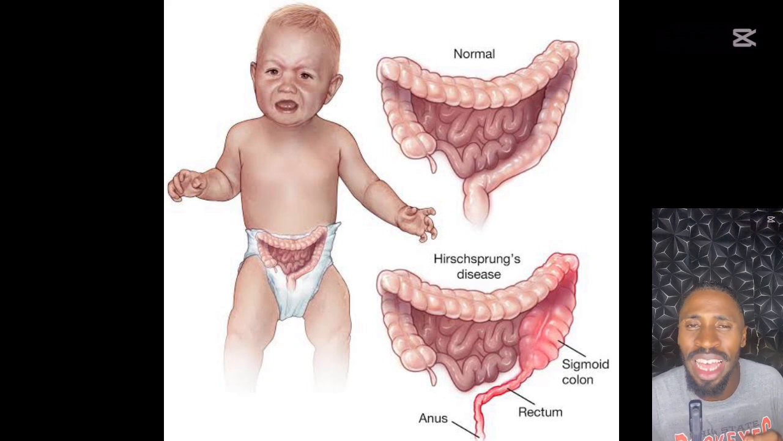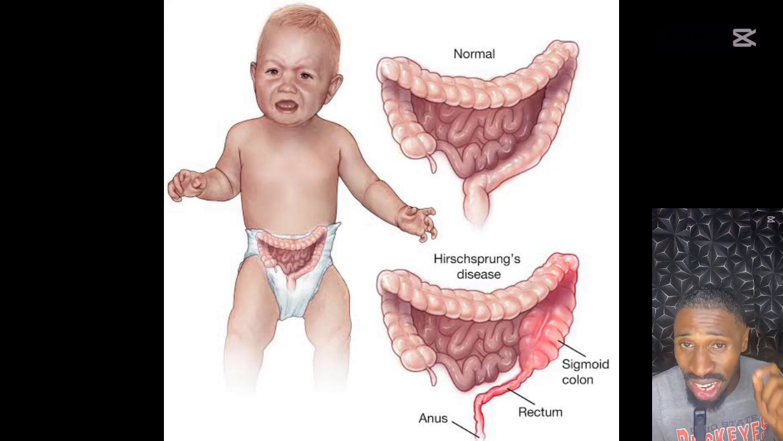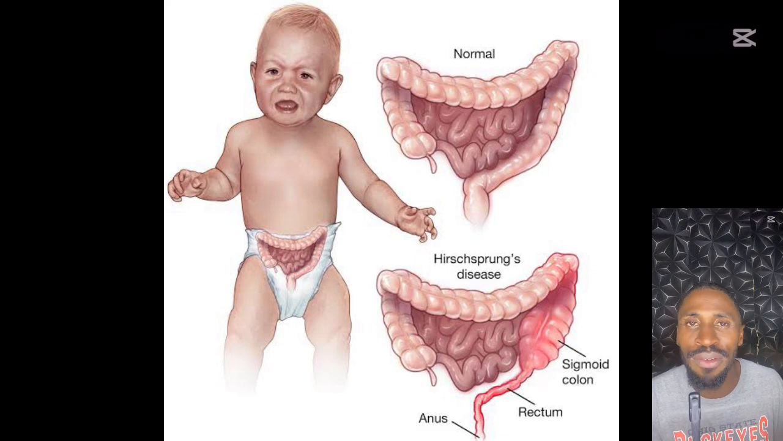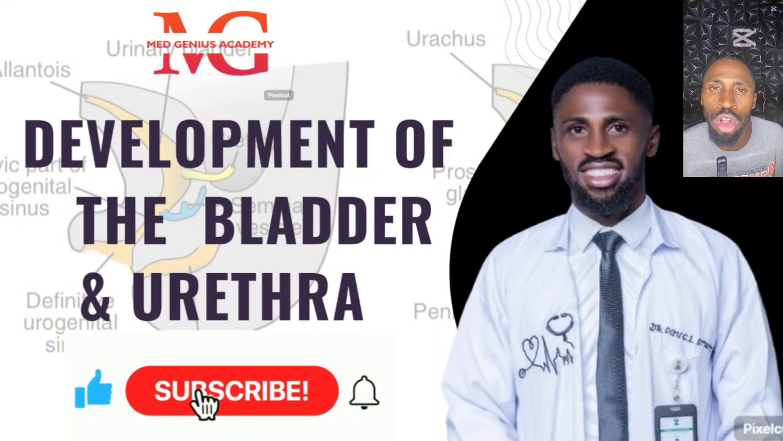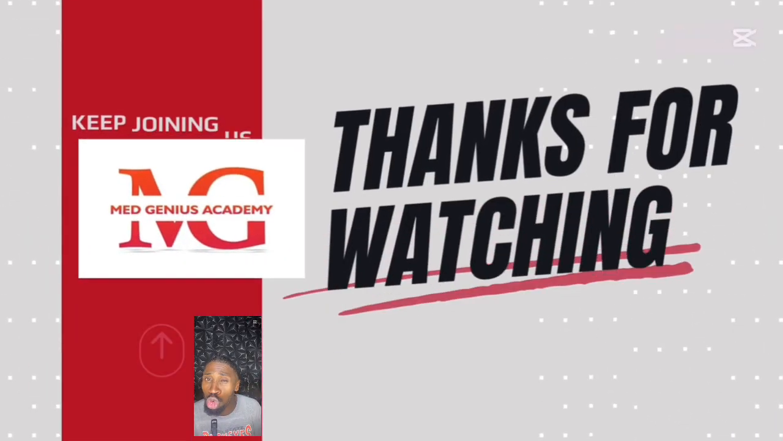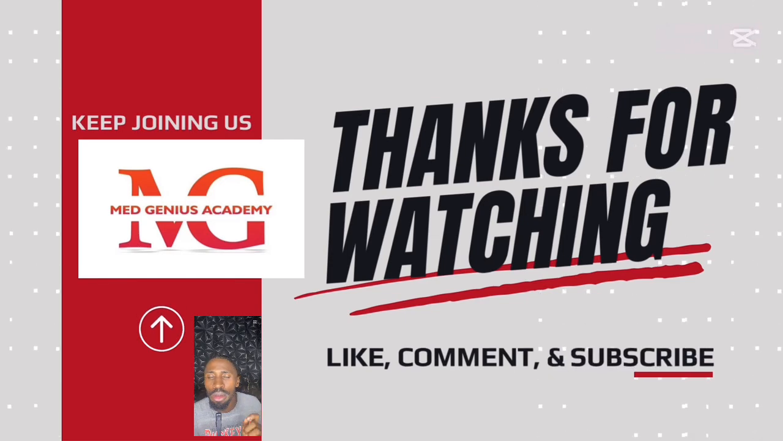In 20 to 30%, it affects the transverse colon and the right-sided colonic segment. So, in 80%, the midpoint of the sigmoid colon; in most cases the rectum; and in 2 to 3% the entire colon. So I hope it all made sense to you and you understand the development of the hindgut that I just explained. Now we're moving to the formation of the bladder and the urethra. Why? Because they go through the same route. Don't forget.